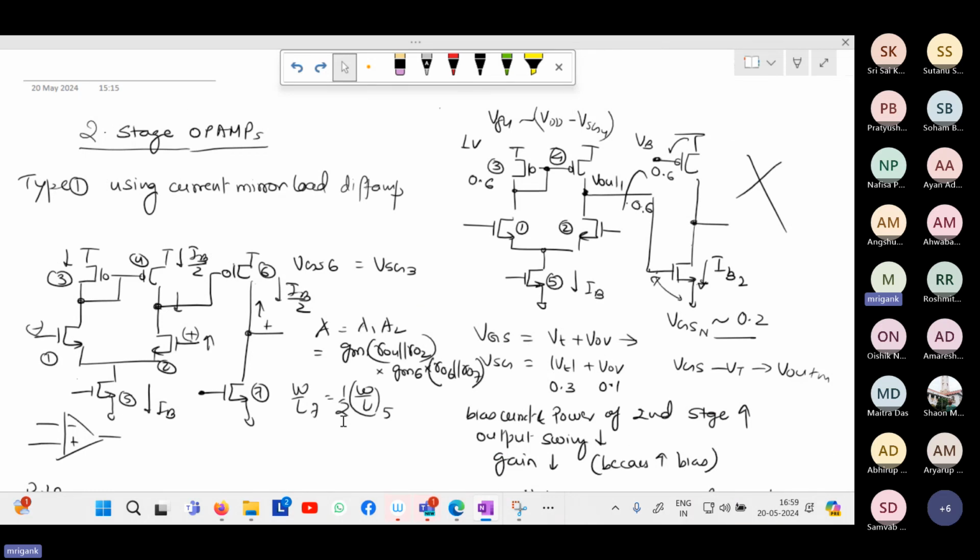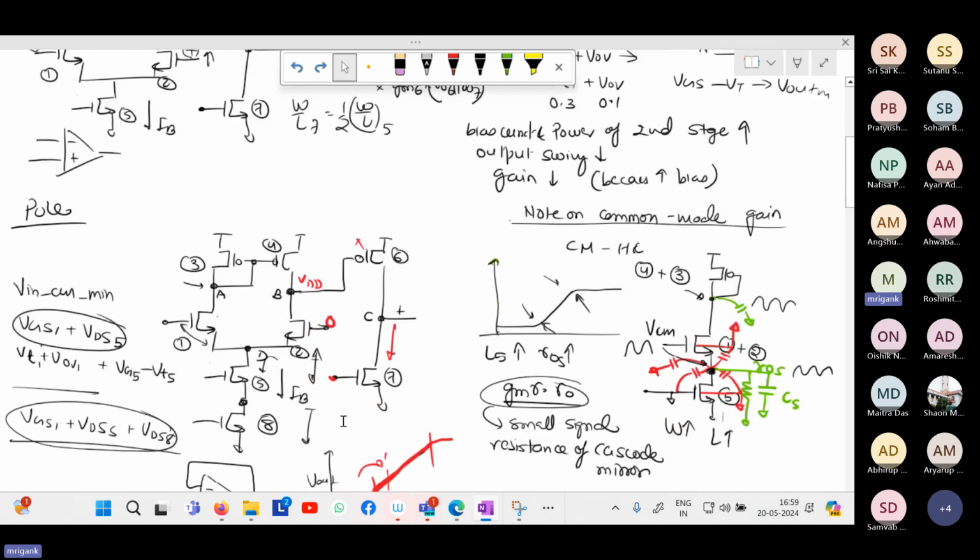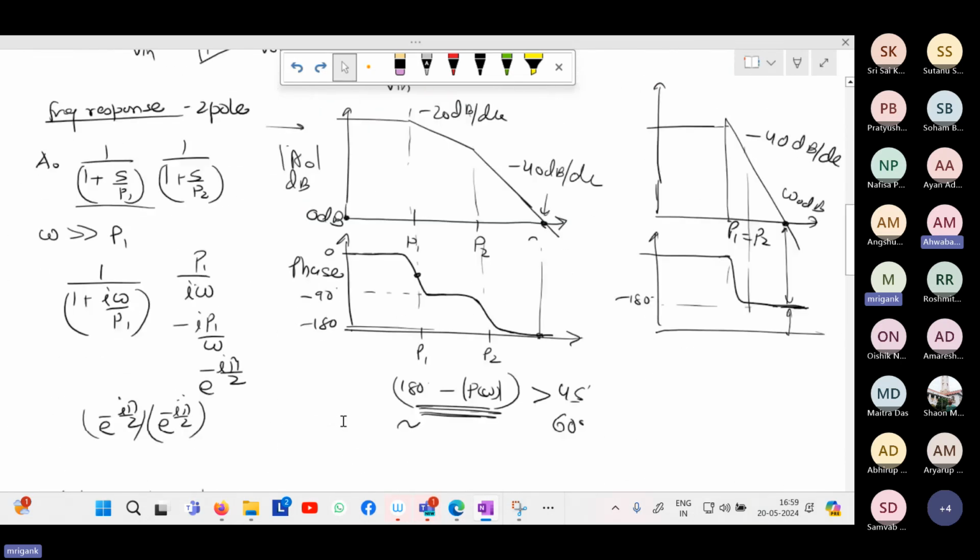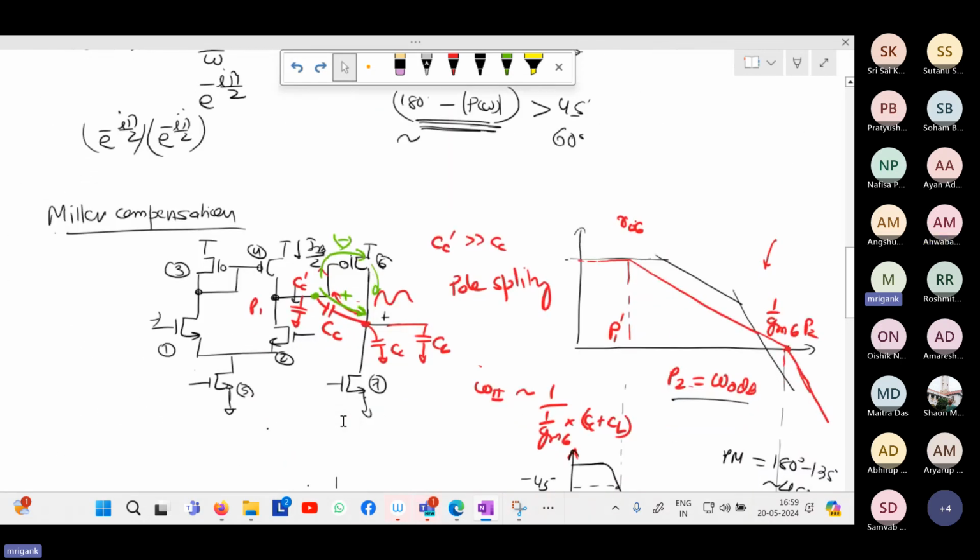Yes. Can you help me understand? Sir, I keep forgetting the expressions and all. Which stage? Which part? The expressions for R out, for example.